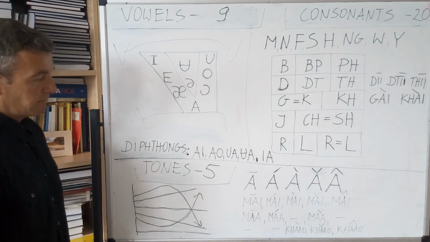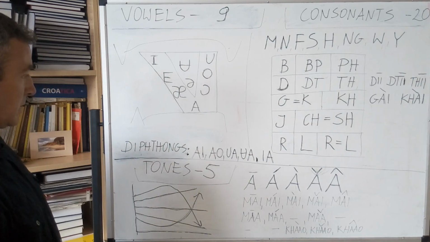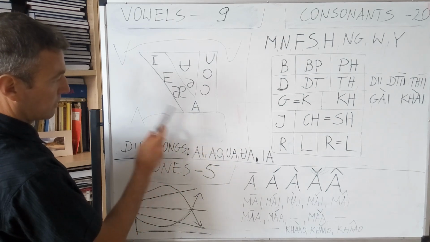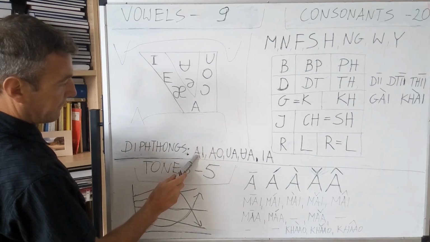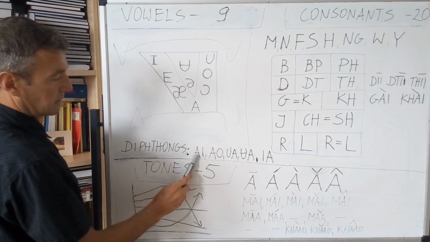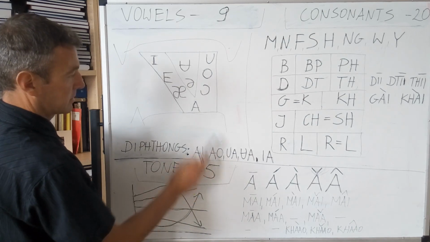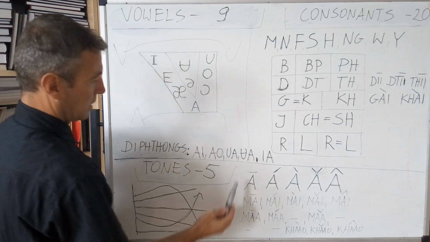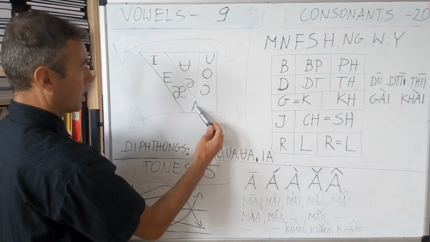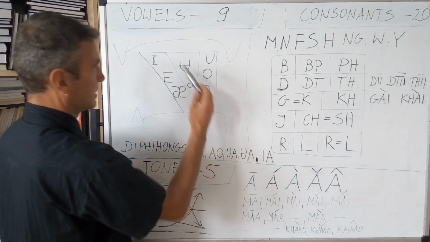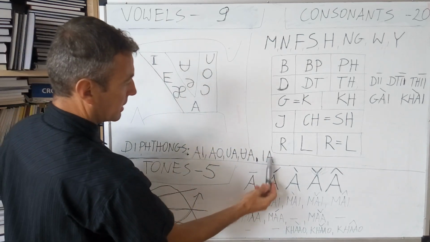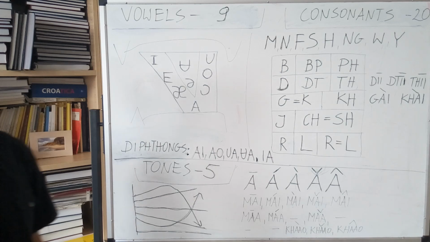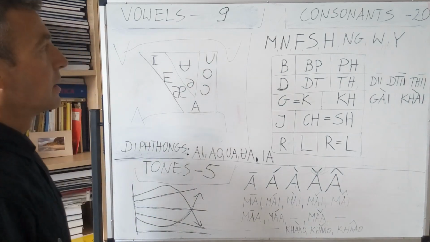Right? Some vowels combine and they form diphthongs. So we have 5 diphthongs in Thai, and they are Ai, Au, Ao, Ua, Ia. Right? Diphthongs can also be short and long.